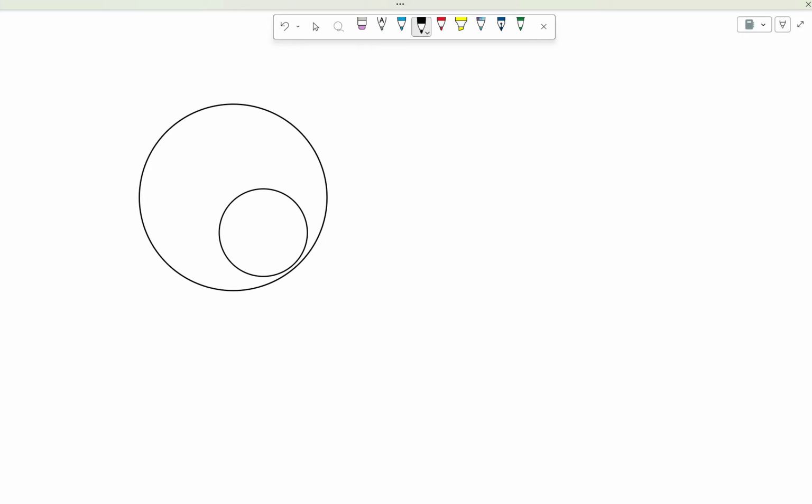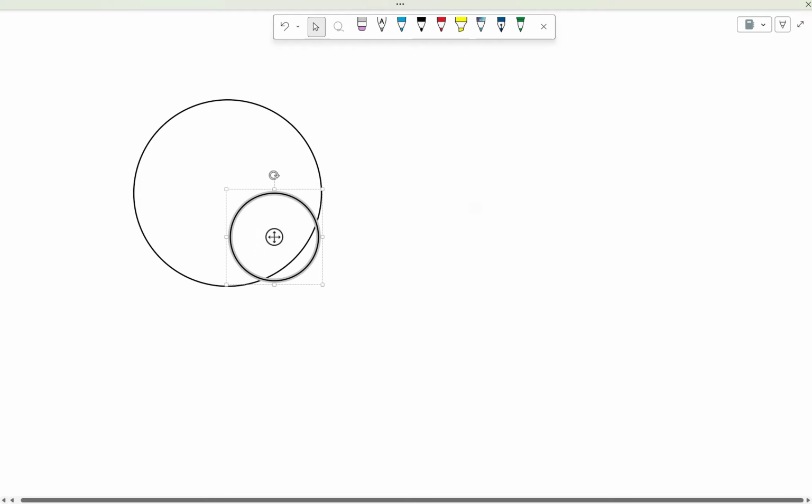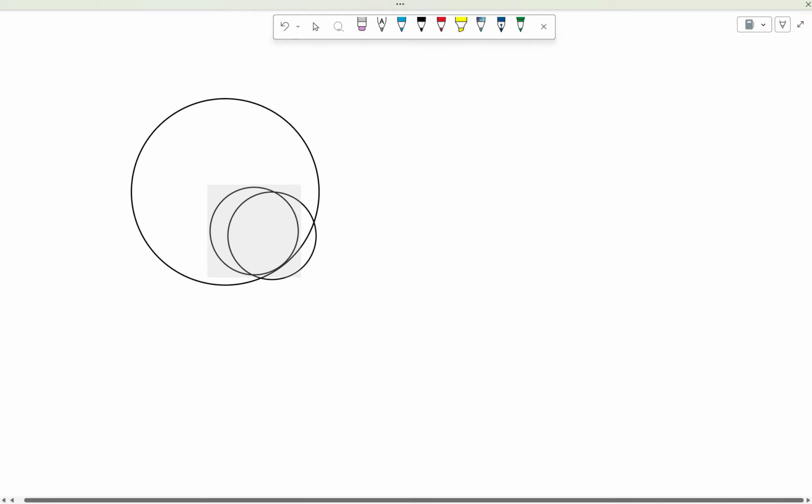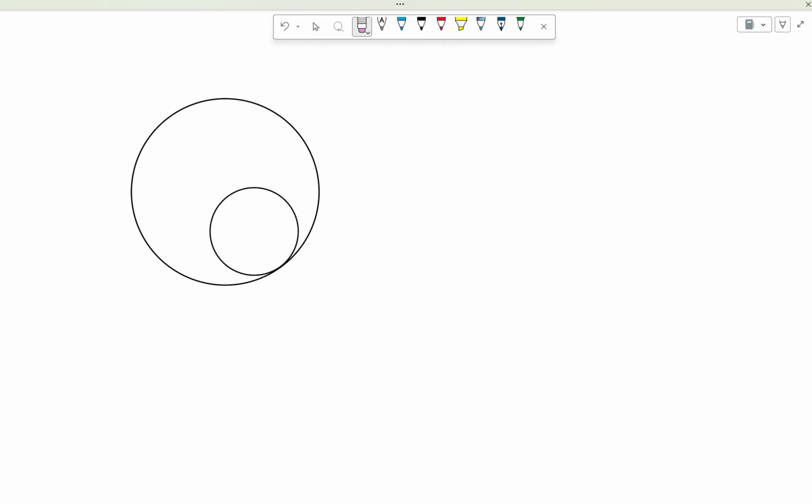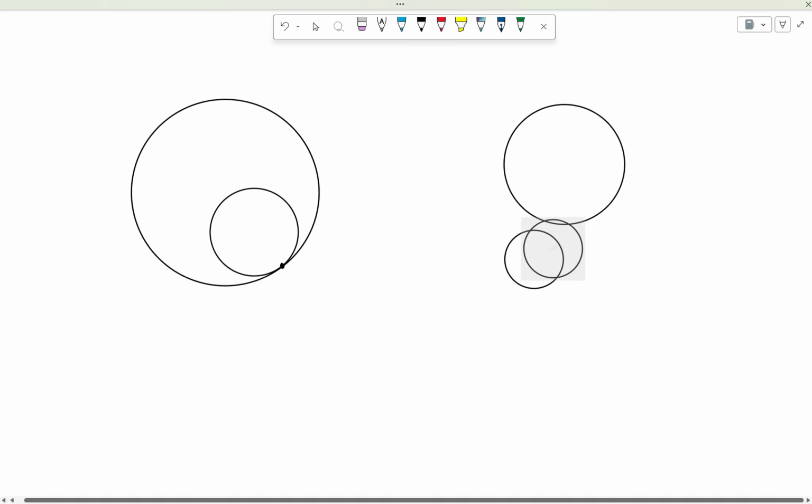Oh man. So I'm gonna move this guy. There you go. Boom. Look at that. That right there is my singular point of intersection, right? Or I could do like this. Circle here, circle here, right? Just like that.